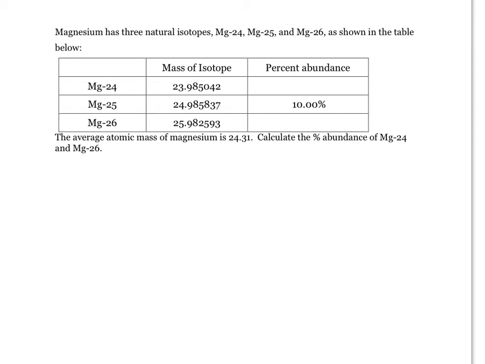Alright, this is more of an algebra problem than anything else. We're trying to find the percent abundance of these two isotopes, and we know the average is 24.31. So first off, we should know that this one is probably going to be the most common, because the average is closest to that. That gives us some idea about what the final answer should be. But in the meantime, we don't know.